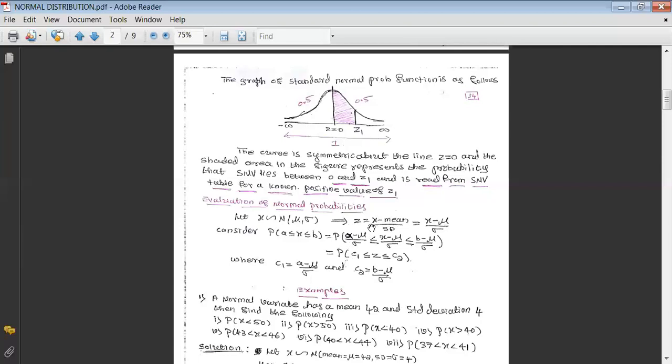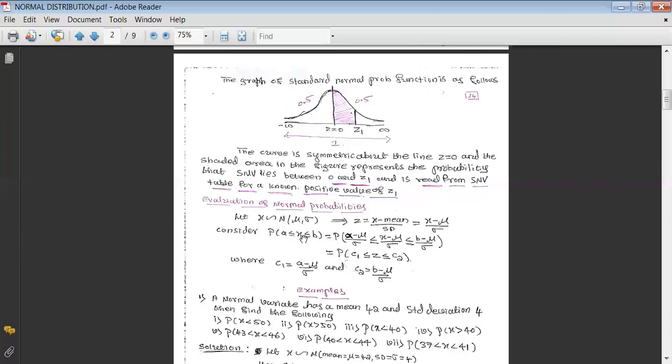And we know that x minus mu upon sigma is the standard normal variate, denoted by z. And again, for known values of B, mu and sigma, this is another constant, denoted by C2, where C1 is given by (A minus mu) by sigma, and C2 is given by (B minus mu) by sigma.